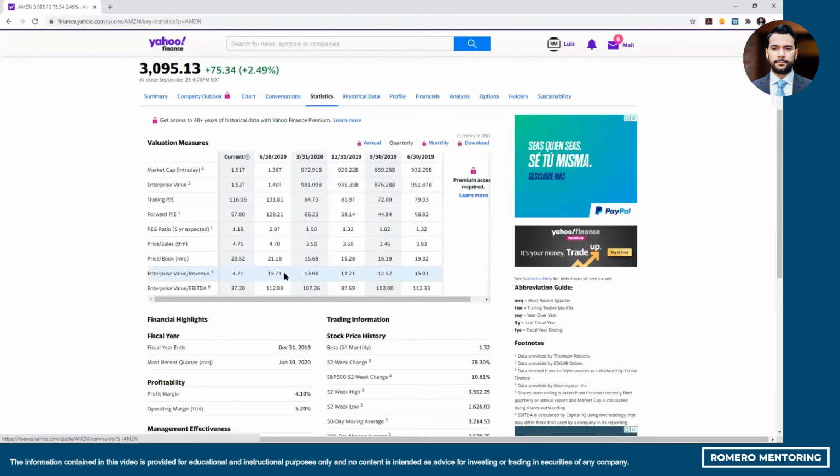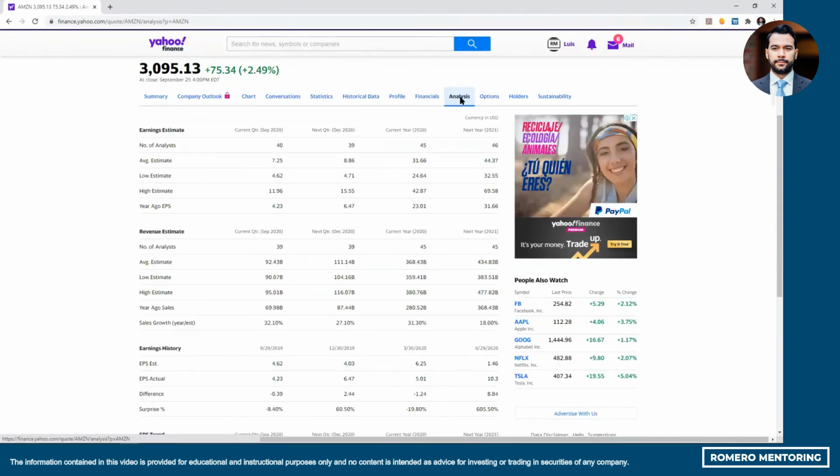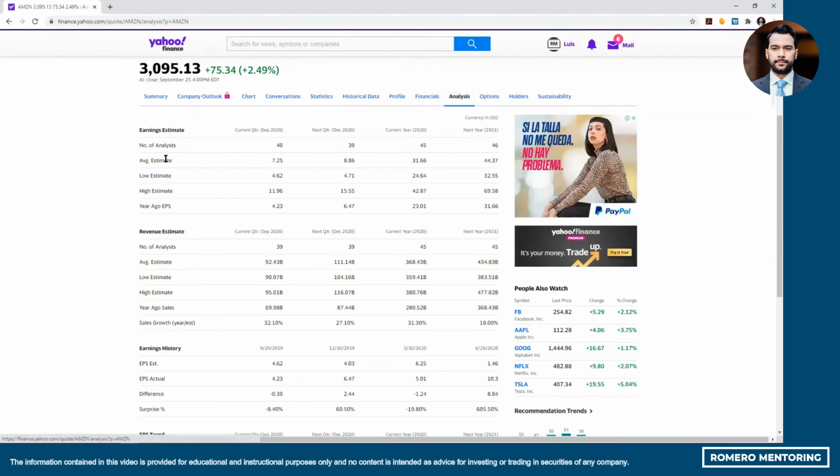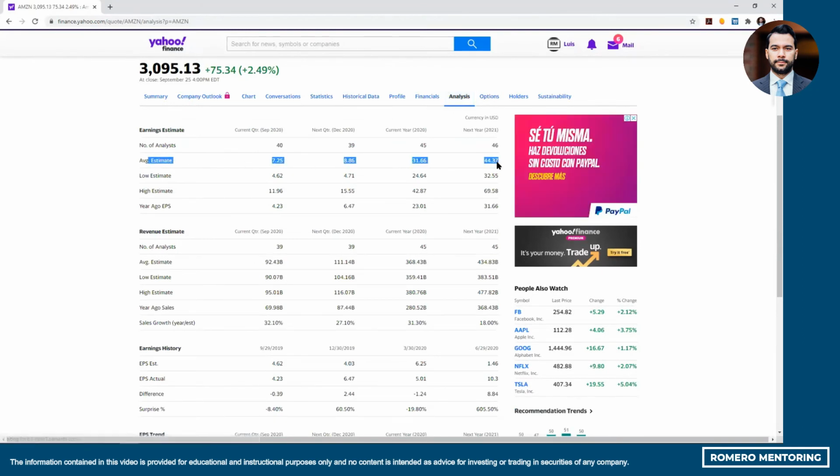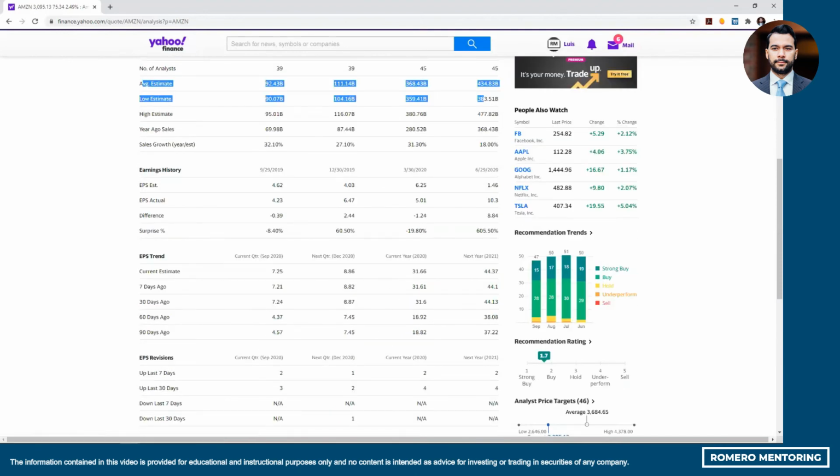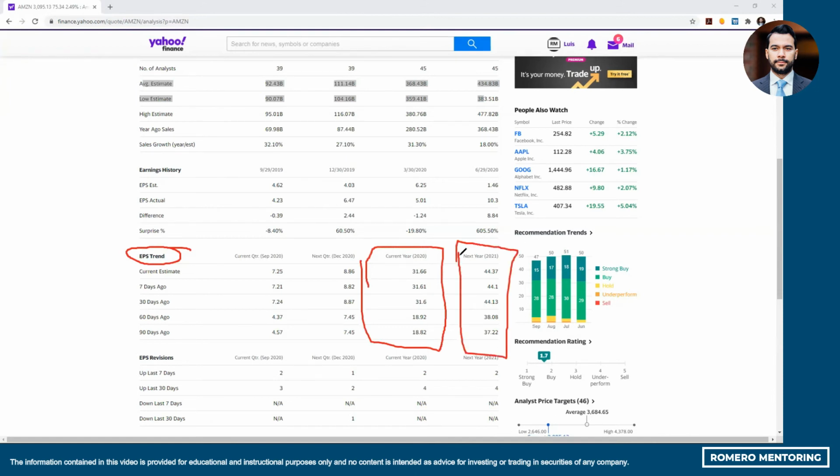In Yahoo Finance, there is a section known as Analysis. If I click on this Analysis tab up here, you can see what the average analyst on Wall Street expects sales numbers to be, and also earnings numbers to be. But here's something that's very interesting. Look at the EPS trend. Look at 2020, the current year, and also next year. Analysts that cover Amazon are raising their guidance.